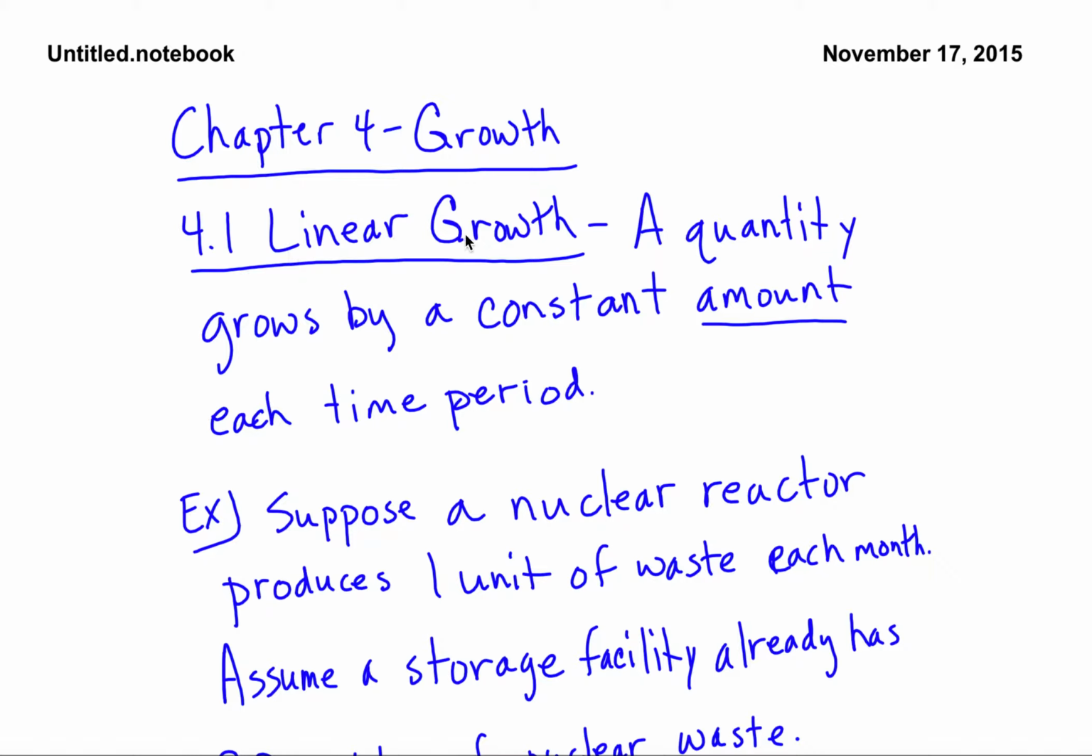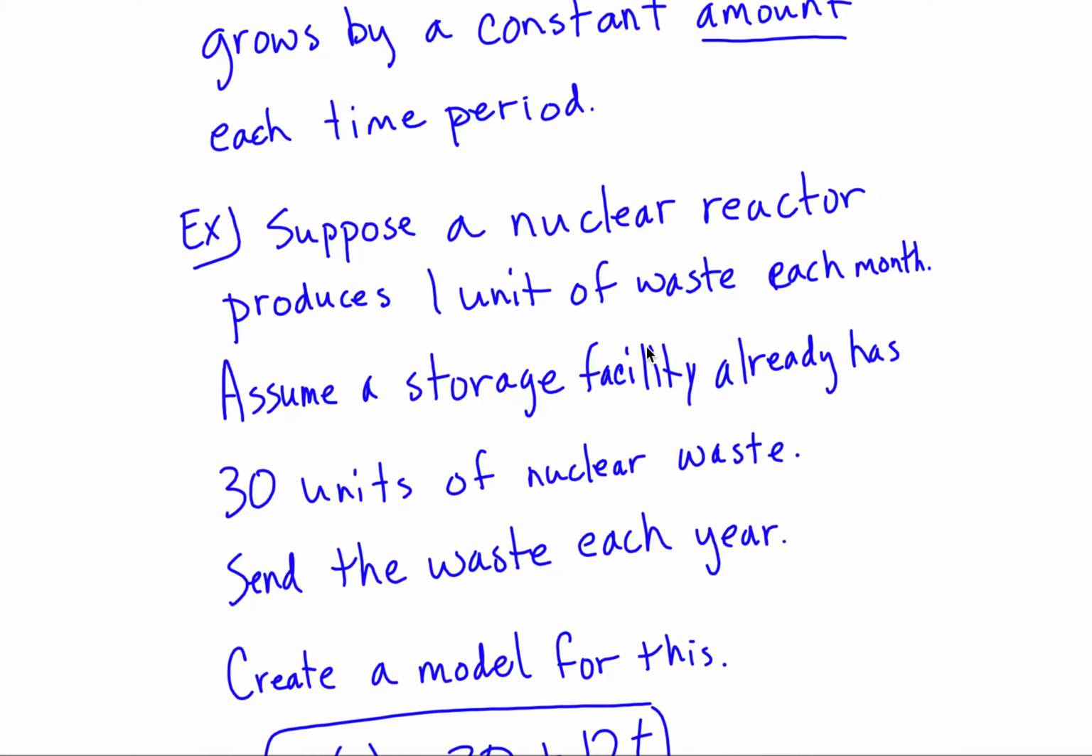So the first one that we're going to deal with is linear growth. Linear growth is where a quantity can grow by a constant amount each time period. What that means is that it's going to be adding or subtracting a certain amount each time period and not by multiplying anything.